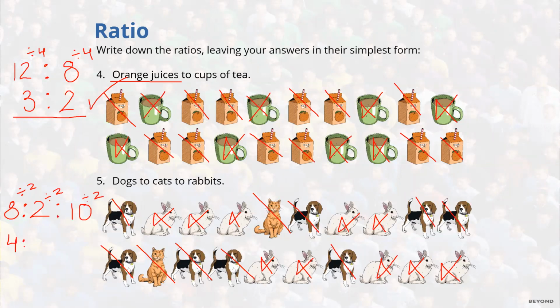What is 2 divided by 2? 1. What is 10 divided by 2? 5. So the ratio is 4 to 1 to 5. Anyone got these right? If yes, say yes, sir. Yes, sir. I got it right. Very good, Sienna. Anyone else? Yes, sir. 4 to 1 to 5.